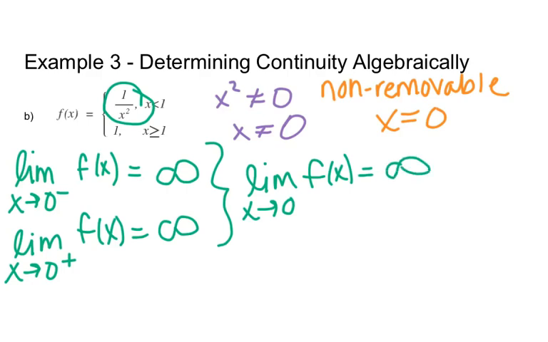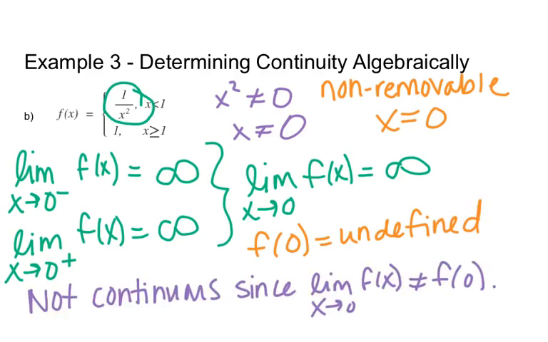Then we check the actual point f of 0, and again, that's going to be undefined. We can't have a value if there's a vertical asymptote there. So our conclusion would be it's not continuous since the limit as x approaches 0 of f of x is not equal to f of 0.